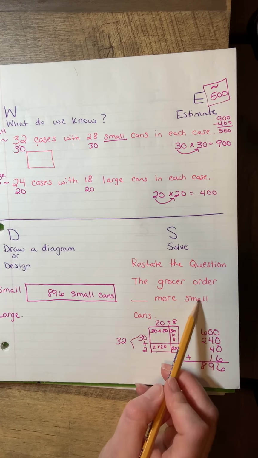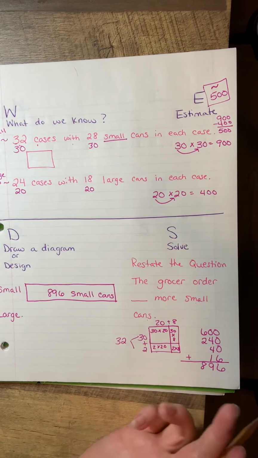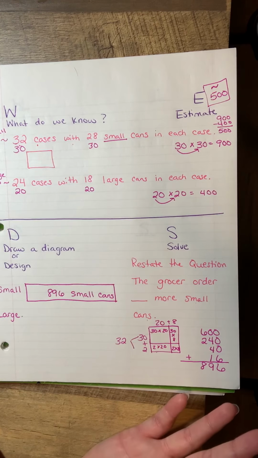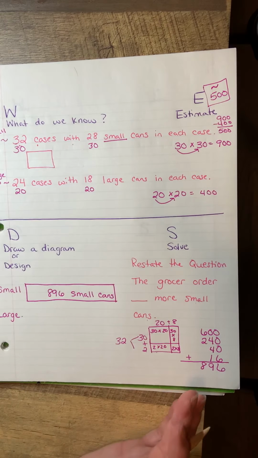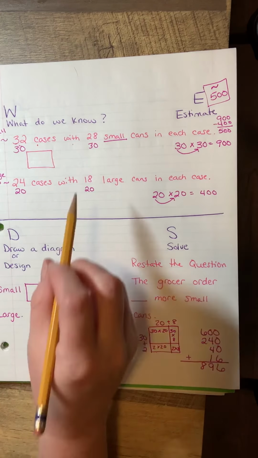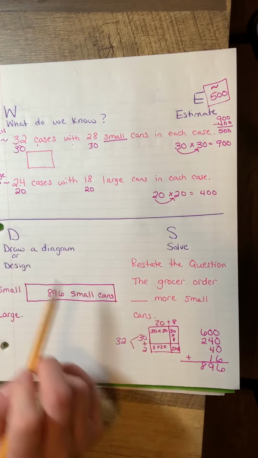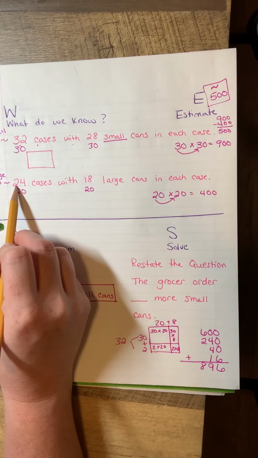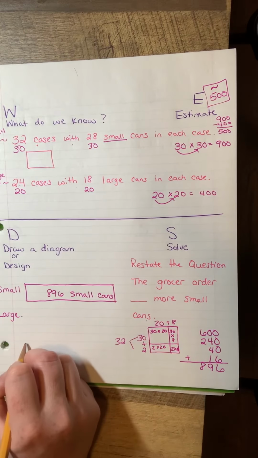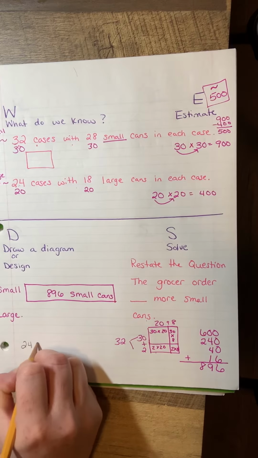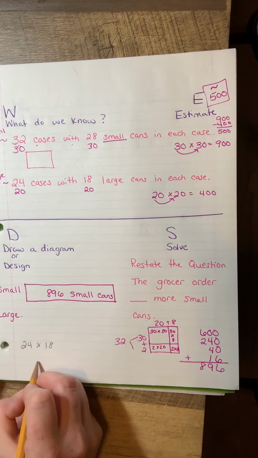Now, I don't want to draw my rectangle for my large cans yet because I know that I should have more small ones, and I'm going to try and draw it the right size or the best that I can to the right size. So I'm going to wait before I draw my rectangle, and I'm going to solve it first. So if I have 24 cases with 18 large cans, then I have 24 times 18.